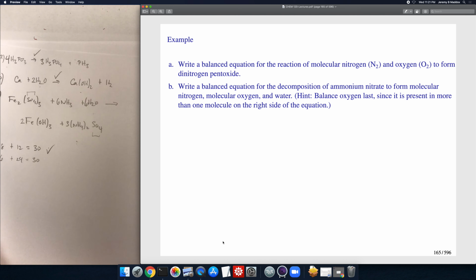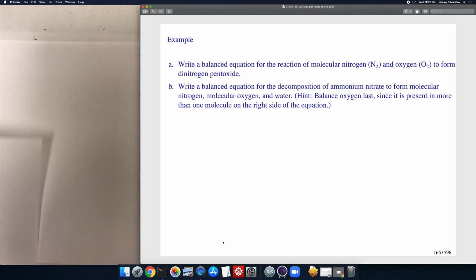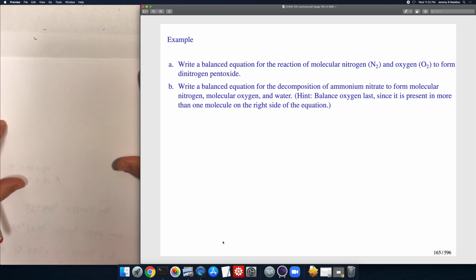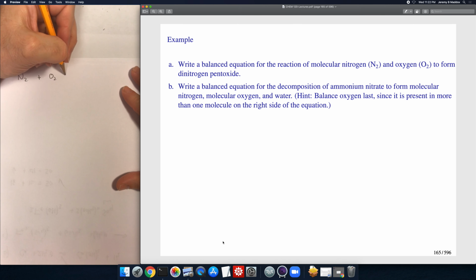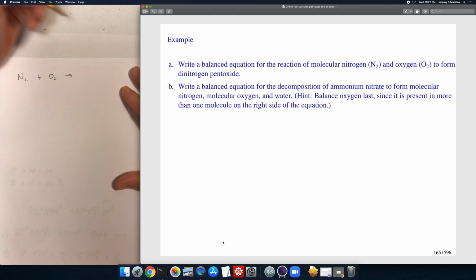On the next example, here we're taking a description of the reaction in narrative form, and we're turning it into the chemical equation and then balancing it. So this is also a useful skill. You need to be able to read a description of a reaction and turn it into the chemical equation. So here we've got molecular nitrogen reacting with oxygen to form dinitrogen pentoxide. And so here you need to know your nomenclature, right?